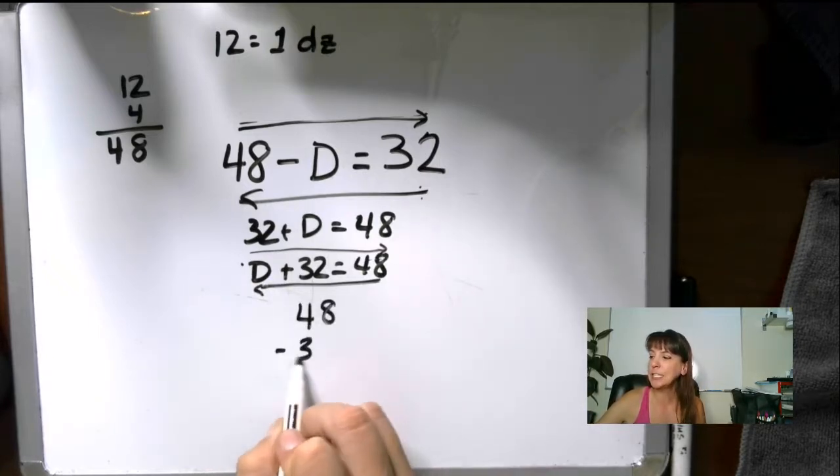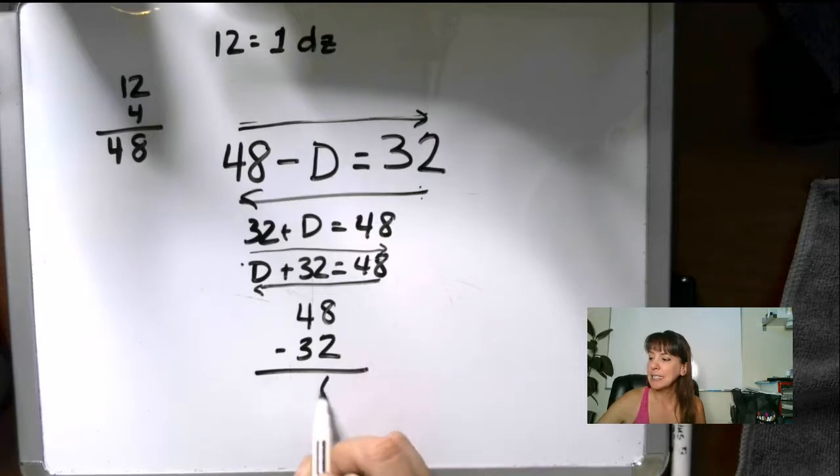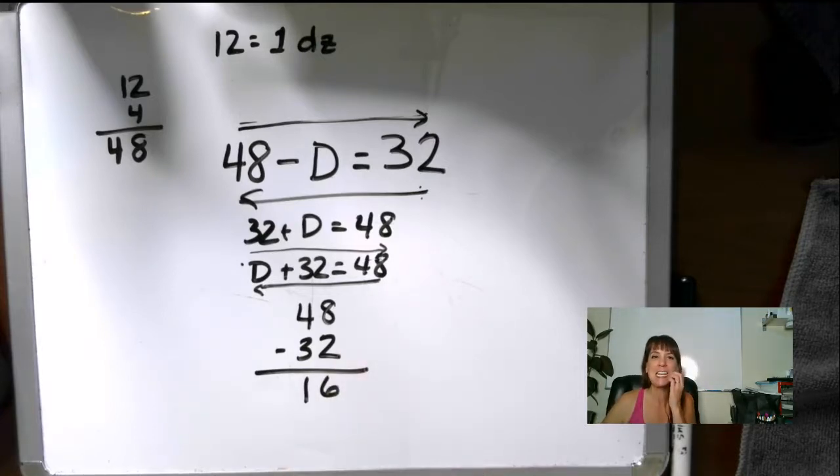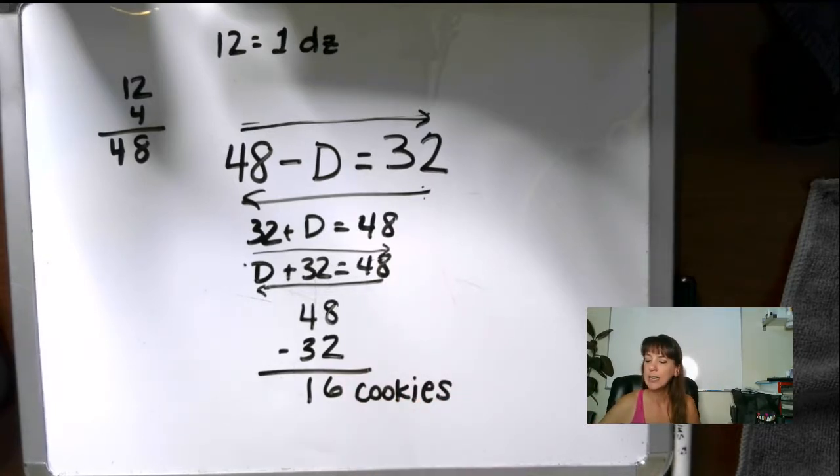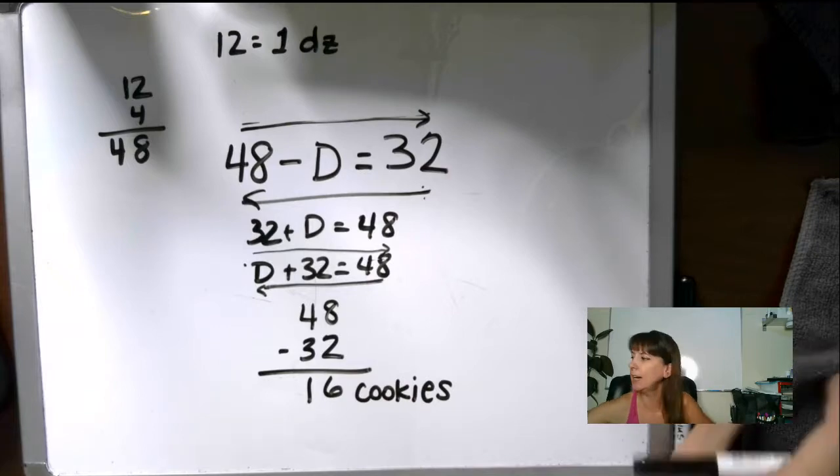48 minus 32. So that's going to be 16. So we have 16 cookies. And again, because this is a word problem, you want to make sure to put down what the unit is, okay?